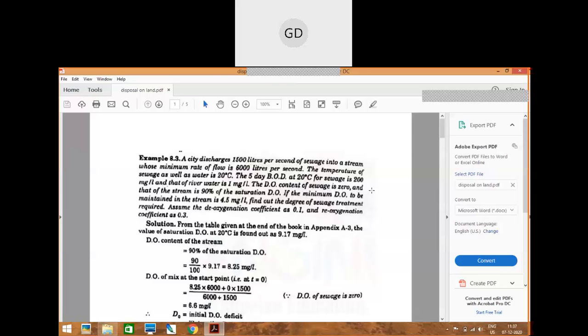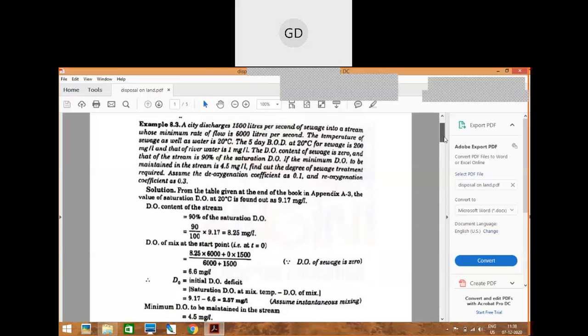Now, for this question, there is one table where the saturation DO value has been found out for certain temperatures. It is a fixed table. Here the temperature is 20 degrees Celsius, and the saturation DO at 20 degrees Celsius is already found out as 9.17 milligram per liter. You can memorize this value, it is a fixed value.